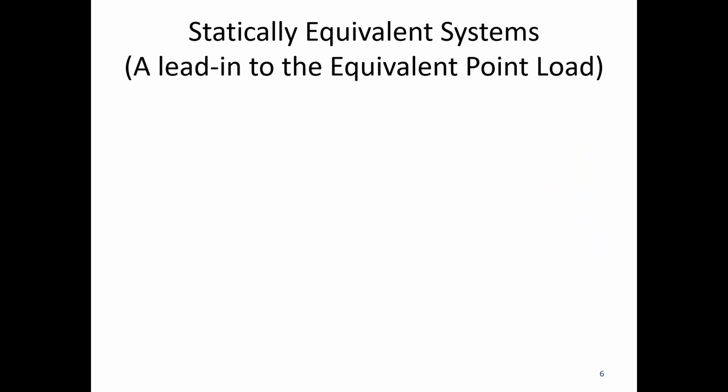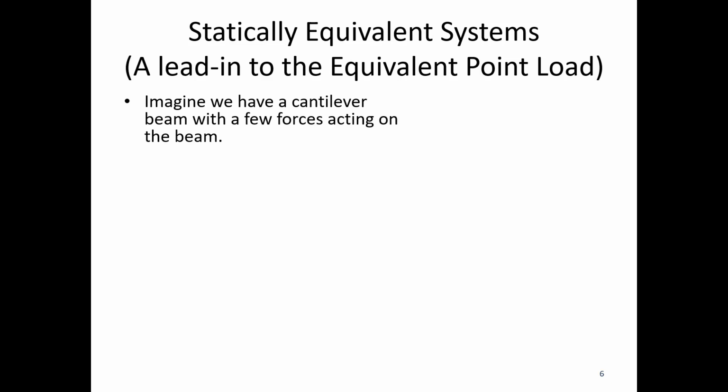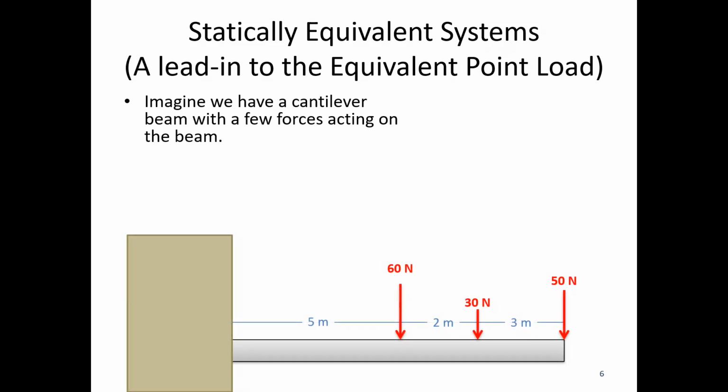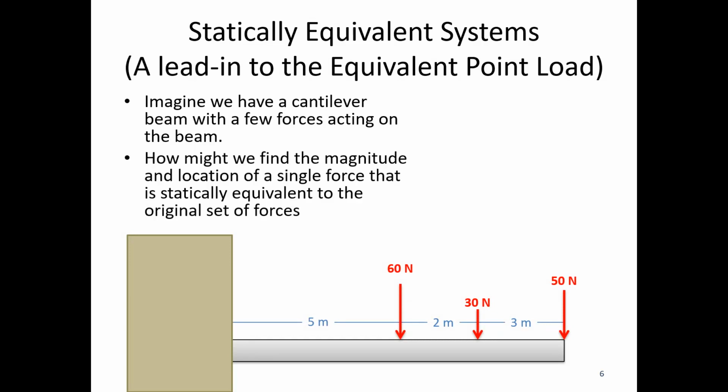So as a lead-in to why this works, let's talk about a certain system. Imagine we have a cantilever beam with a few forces acting on the beam. Here's our beam, it's anchored on the wall, we've got three forces acting on it at specific locations. So we might find the magnitude and location of a single force that is statically equivalent to the set of forces with the following. So if we have some FEQ, this is some single force that's going to cause the same reaction forces. How would I find that? Well, FEQ, the overall magnitude of this just has to be the sum of those three forces. So 60 plus 30 plus 50, add those three things together and I find FEQ.